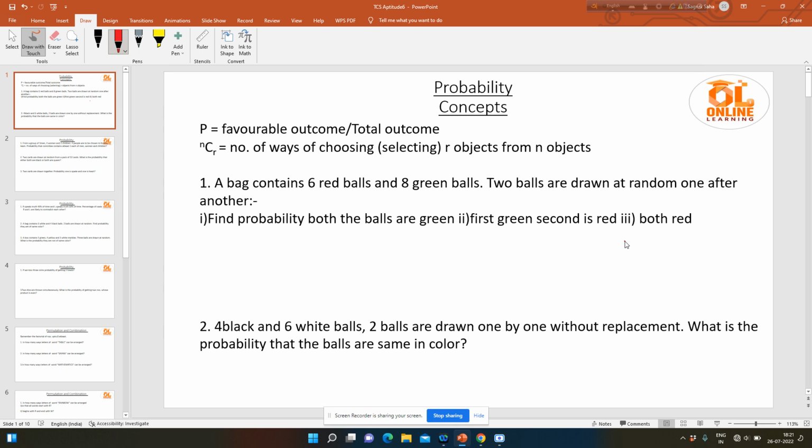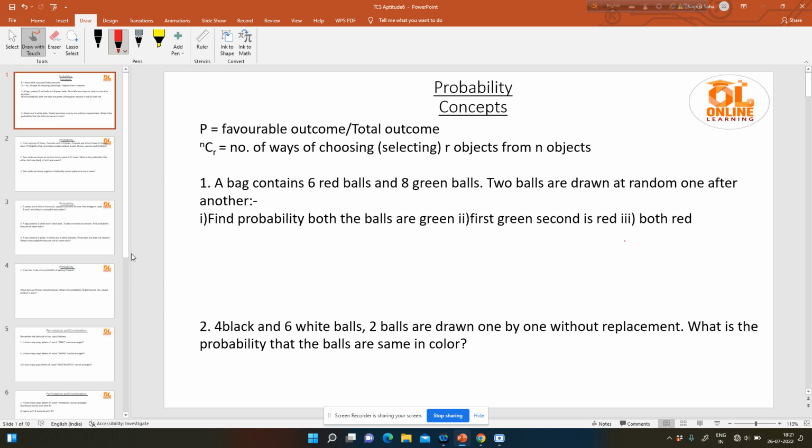Today, we are going to discuss three topics. We will start with probability, followed by permutation and combination, and last but not the least, mixture and allegation. So, let us move to the probability. Before moving to questions, we will see some concepts of probability.